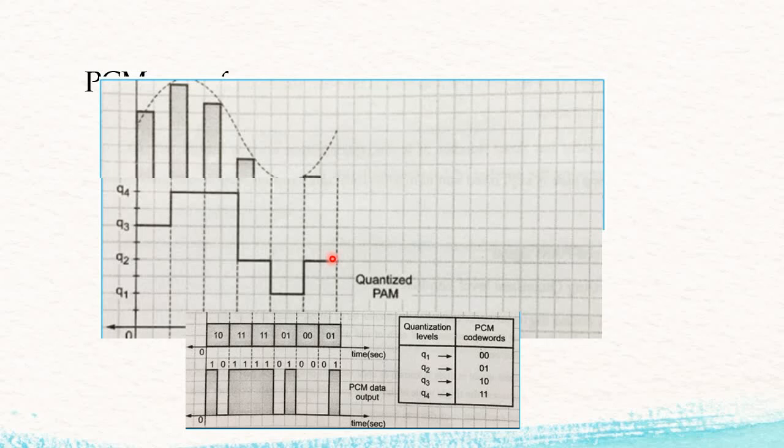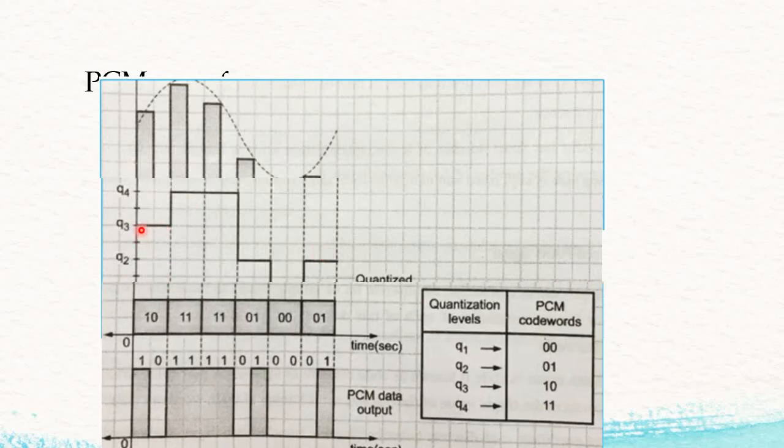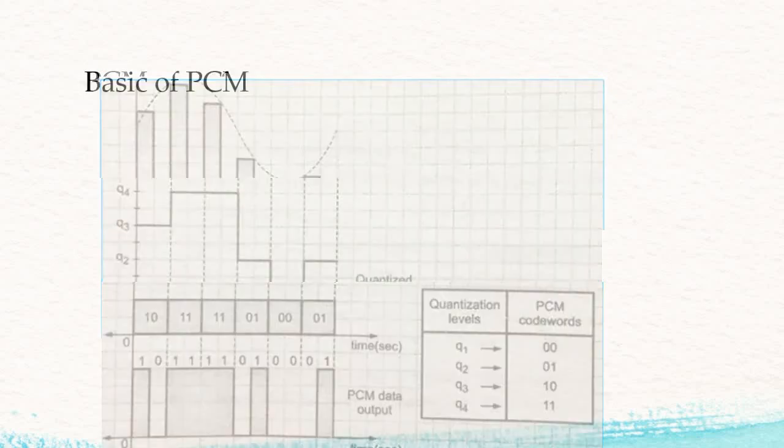Once the quantization is done, our next task is encoding. So how do we perform encoding? For this particular level, the value assigned is 10. For this particular level, the value assigned is 11. The same is done for the next levels. Then we have 01, 00 and 10. And this is my PCM output. So how am I generating the PCM output? This is 1, 0, 1, 1, 1, 1, 0, 1, 0, 0, 0, 1. In this way I am generating a PCM signal.